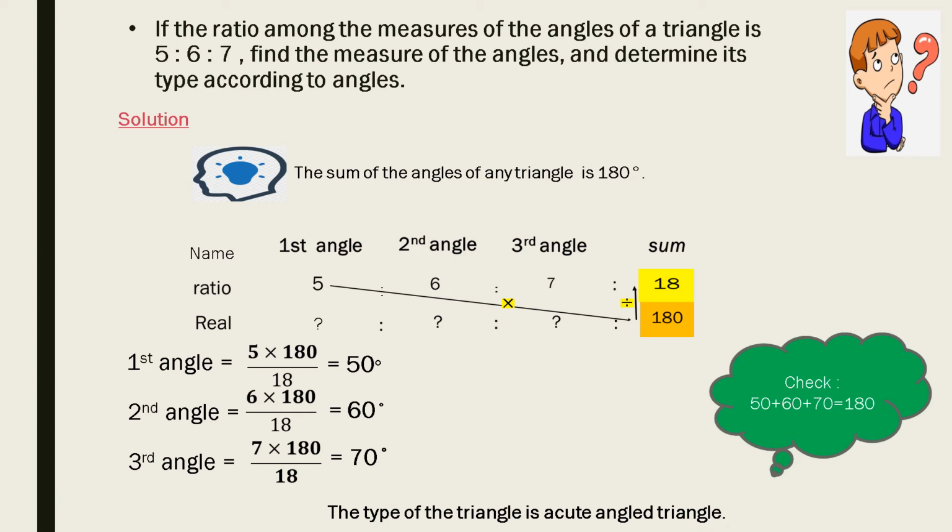To check your answer, you must add the measures of the three angles. 50 plus 60 plus 70 equals 180.